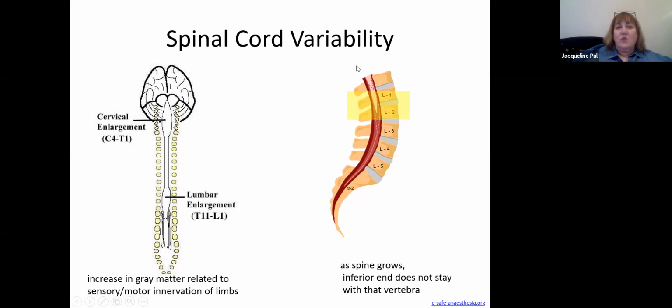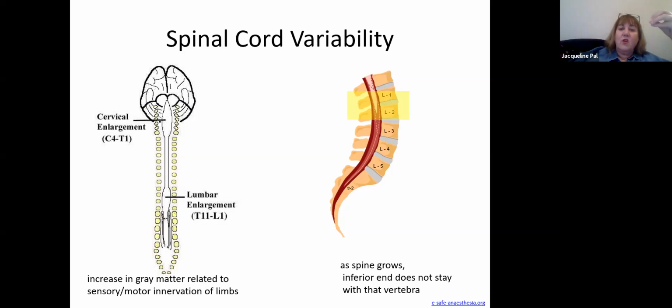The second thing I want you to realize is where the spinal cord actually ends. When the spinal cord was first formed, it went the entire length of your spine. Then what happened was your spine got longer, but your spinal cord did not lengthen nearly as much. So the spinal cord does not go all the way down to the sacrum anymore. Now it ends at the L1, L2 level.